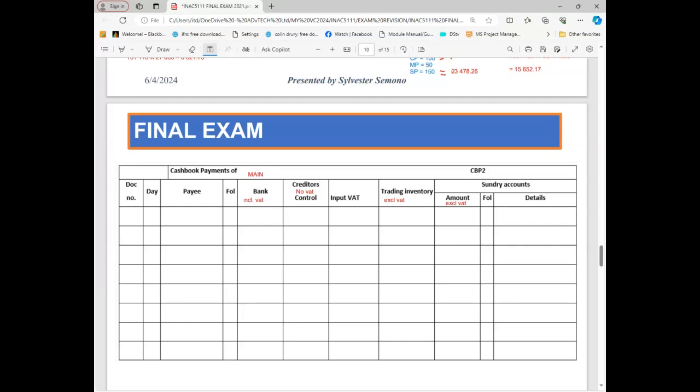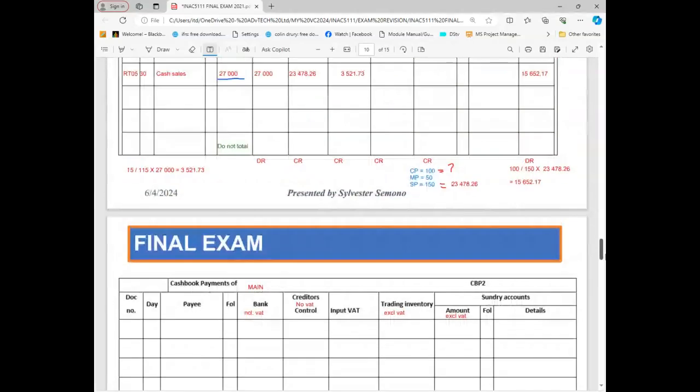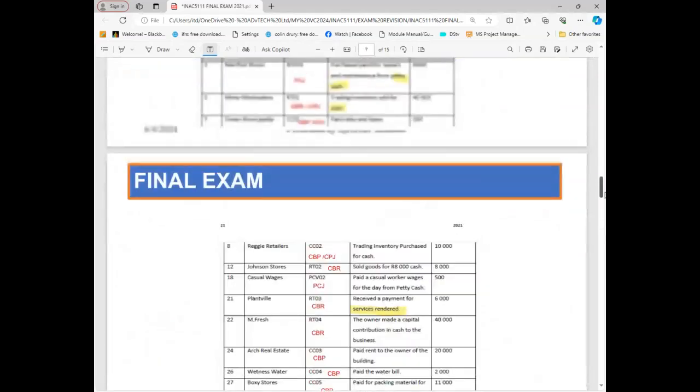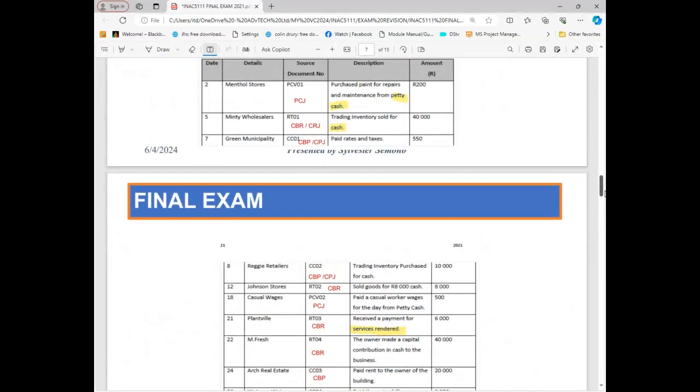So again, we just have to go back to the question and check the first transaction where we see CBP. When I go back, sorry guys, it's a little bit blurry, but you can see. The first one is on the 7th. Please note the information: the 7th, Green Municipality, CC01, we paid rates and taxes, 550. Can you see now? We need to make sure that we know how to deal with this kind of information.